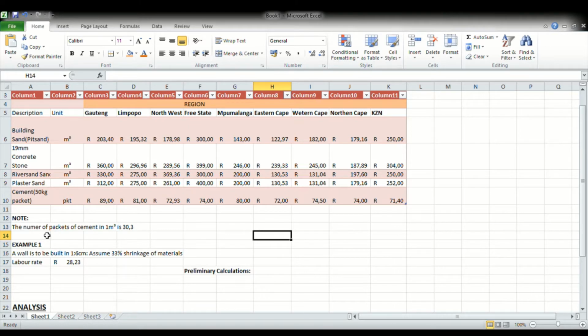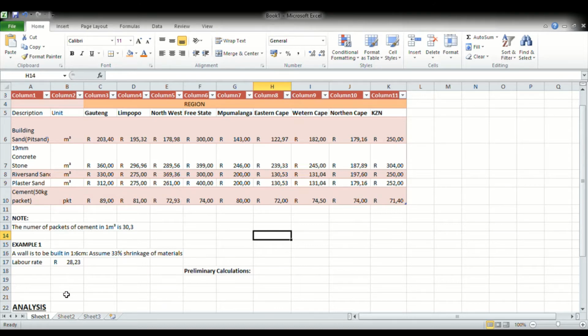Now, the one thing that I need us to note is that the number of packets of cement in 1 cubic meter is 30.3 packets. So that means that in order for us to be able to determine the number of packets that are required, we will need to multiply by 30.3 in order to get the number of packets, all right?